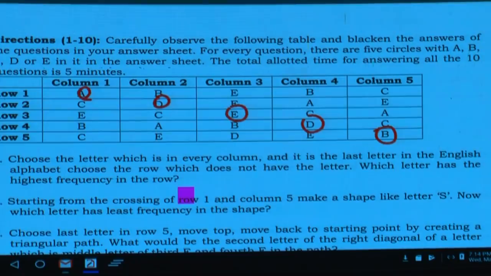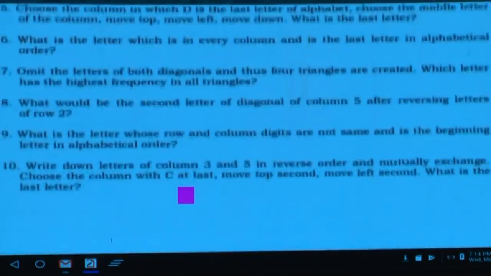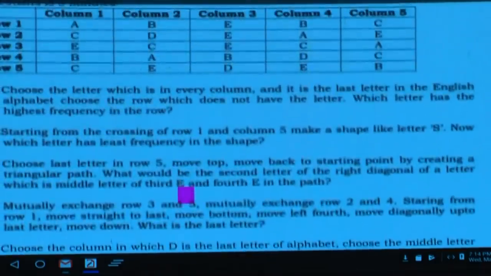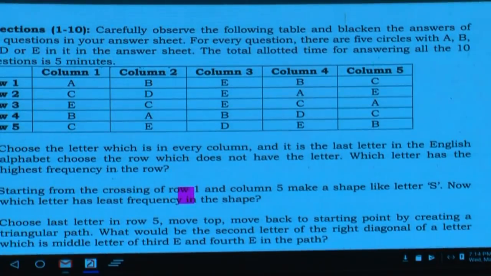Are you following here? Okay. Now the question: what is the letter whose row and column digits are not same and it is the beginning letter in the alphabetical order? Row and column digits, tell me what are the same ones. Question number 9 is: what is the letter whose row and column digits are not same and is the beginning letter in the alphabetical order?